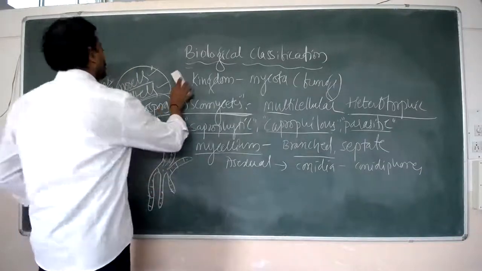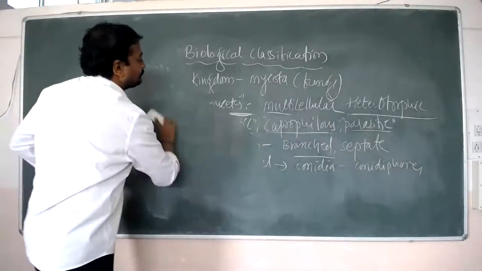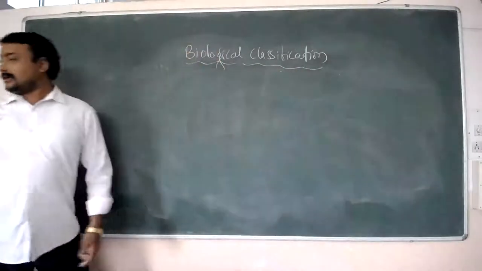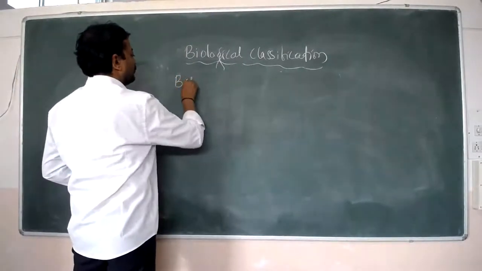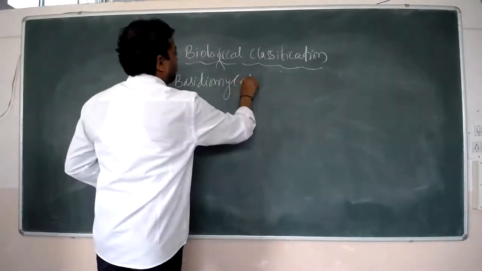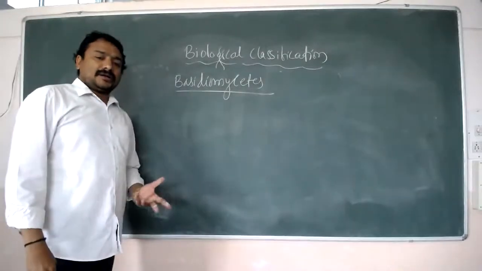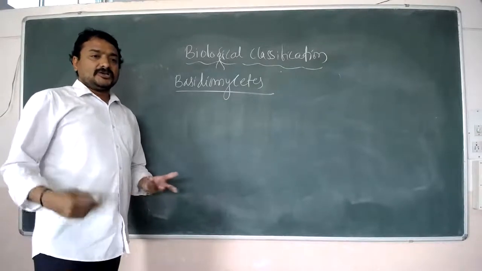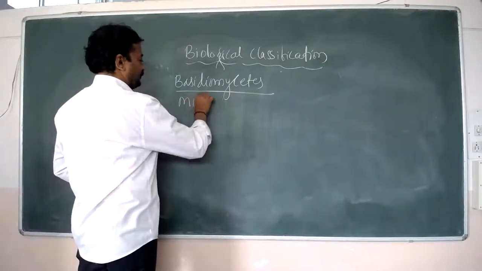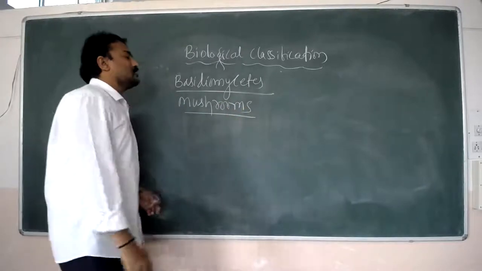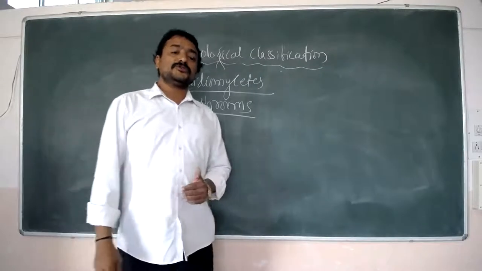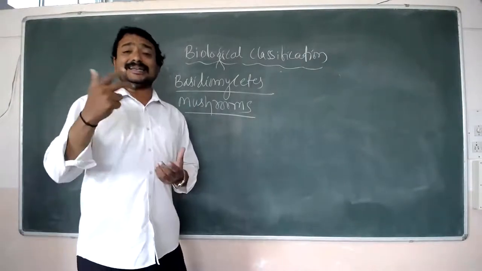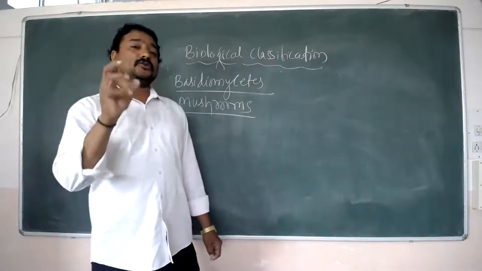Later on, we have to discuss the basidiomycetes. These are another group of kingdom Mycota, and we have to discuss the characters of the basidiomycetes. Mushrooms are the members of basidiomycetes. Remember, these mushrooms usually grow at dumping places, where waste materials and decaying substances are present. There you find the growth of such mushrooms.